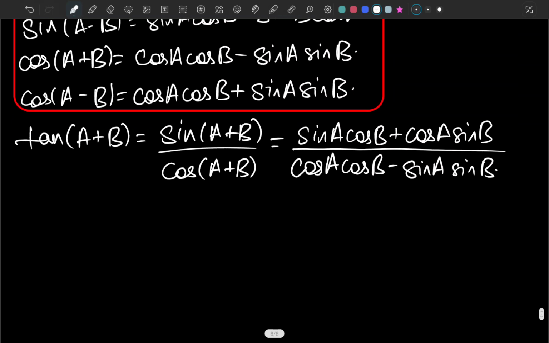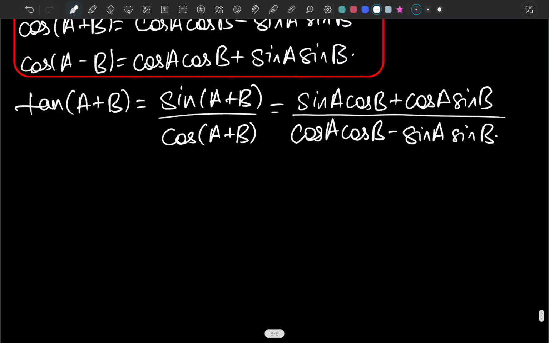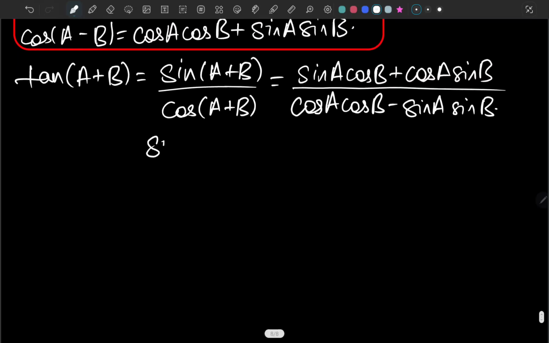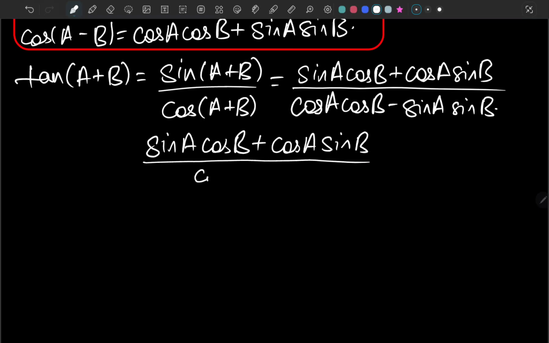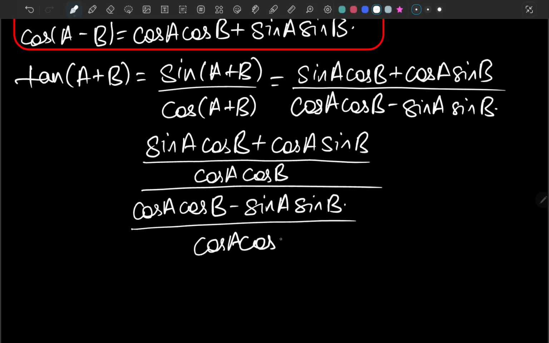And yeah, okay, now let's do some manipulations here actually. Let's divide the denominator and numerator by cosine of a and cosine of b. So basically I'm talking about sine of a cosine of b plus cosine of a sine of b over cosine of a cosine of b, and over cosine of a cosine of b minus sine of a sine of b over cosine of a cosine of b.